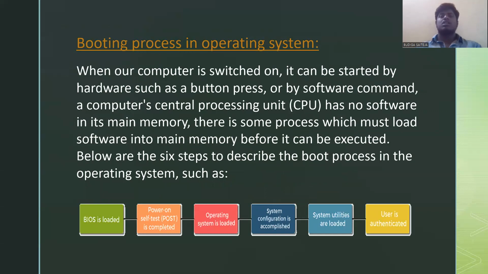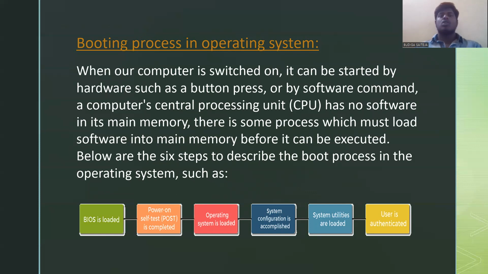Booting process in the operating system. When our system is switched on, it can be started by hardware, such as a button press, or by a software command. A computer's central processing unit has no software in its main memory. There is some process which must load software into main memory before it can be executed. Below are the 6 steps that describe the boot process in the operating system.